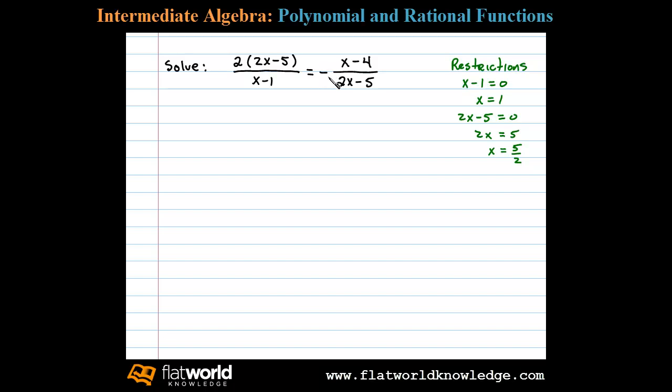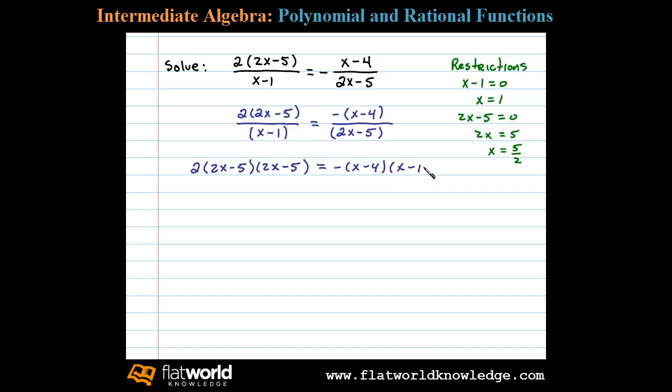Now, before we cross multiply, let's be careful with this negative here in front of this fraction. Okay, so here I'm going to write negative 1 in the numerator times x minus 4. Now with this, we're ready to cross multiply. So we can say 2 times 2x minus 5 times 2x minus 5 will have to equal negative x minus 4 times x minus 1.